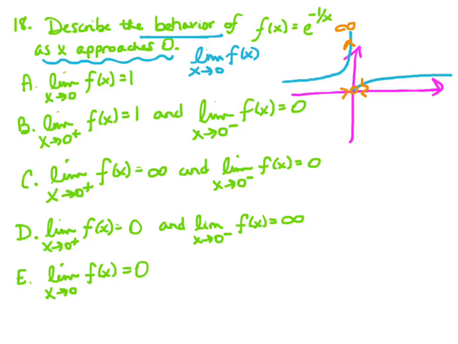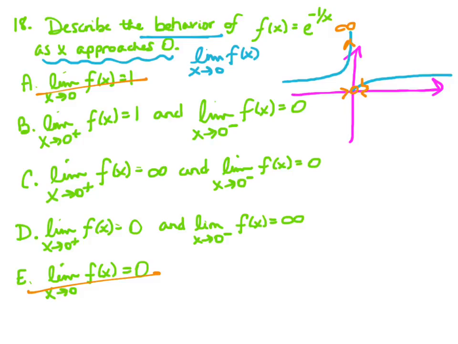Answer choice A, the limit as x approaches 0 is 1. Well, if we look at our graph, obviously that is not true. The limit doesn't exist. And so since it doesn't exist, it can't equal 1. And by that same logic, we could also cross out answer E, the limit as x approaches 0 equals 0. That's not possible because there is no limit. So then I'm left with these middle choices.